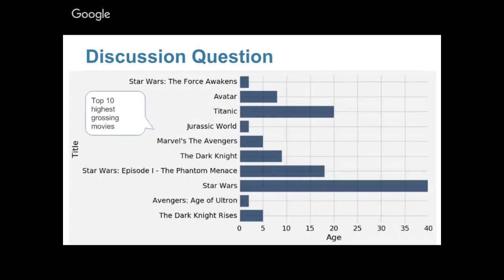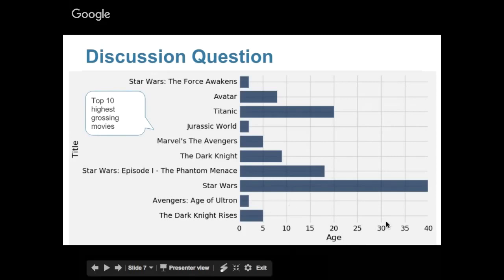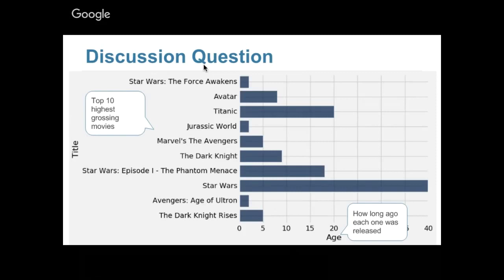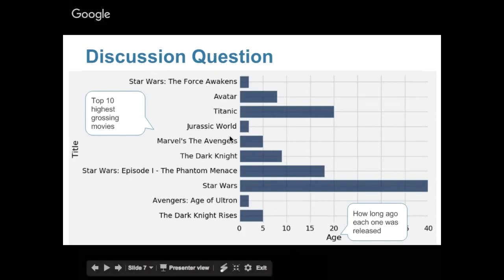Okay? So right here, I have the top 10 highest grossing movies, like I had earlier. But instead of putting the amount each movie made, I have here the age of the movie. So how long ago each movie was released. If you'll recall, the table does contain the titles of the movies, and for each movie, it contains a column containing the year the movie was released, but not how long ago the movie was released. Please talk with your partner about how you would create a bar chart that looks like this.